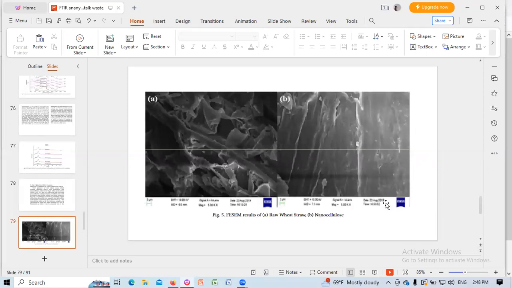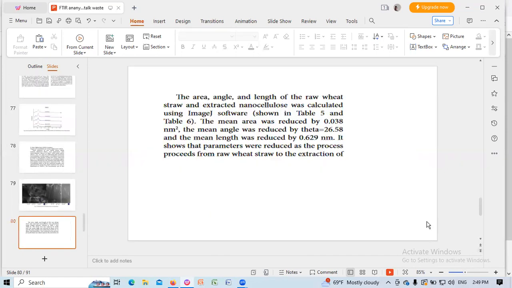The same result shows the mean area was reduced to 0.038 nanometer square, the mean angle was reduced with diffraction angle 26.58, and mean length reduced to 0.629 nanometer. This is the explanation of the same.